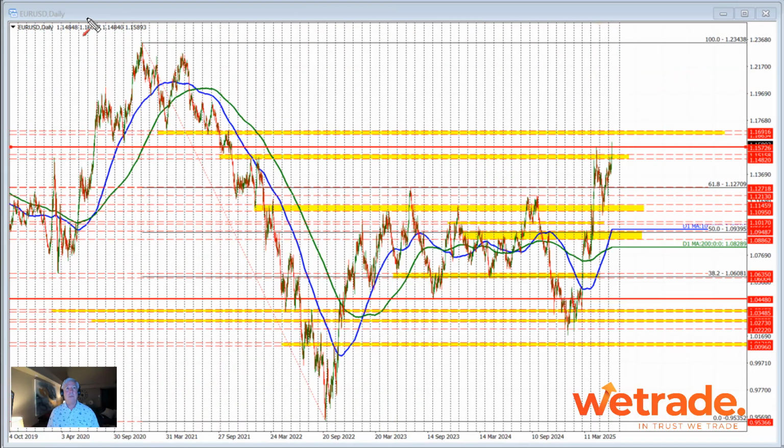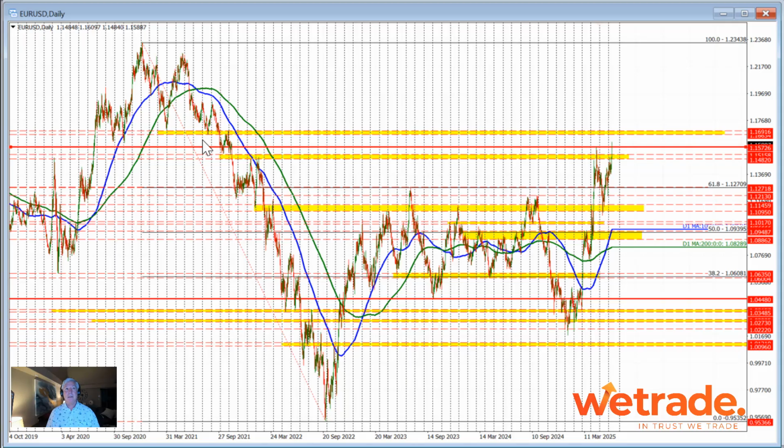Looking at the daily chart of the euro versus US dollar, we broke above the high price from April at 1.15726. Getting above that level gives the buyers even more control. The highest level going all the way back to this point right here, all the highs that were back here in November of 2021.